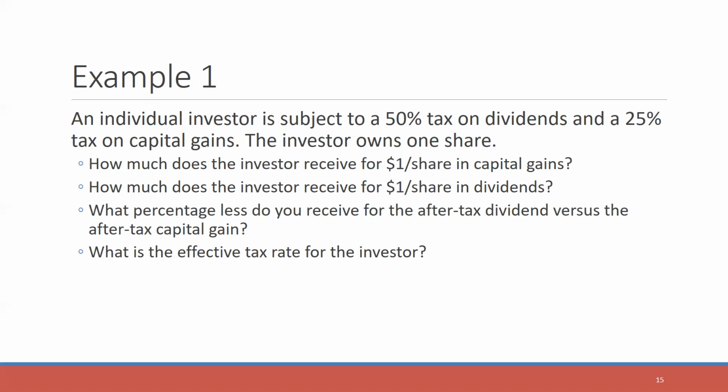Why are we setting it up that way? We're setting it up that way because we want to know what percentage less we receive for the after-tax dividend versus the after-tax capital gain. And then our last question, what is the effective tax rate for the investor? To solve for the effective tax rate for the investor, we can plug our numbers into our tau star D tax rate formula, very straightforward. Hopefully what we'll observe across both of these methods, for the percentage and also the effective tax rate, is that we end up with the same number.